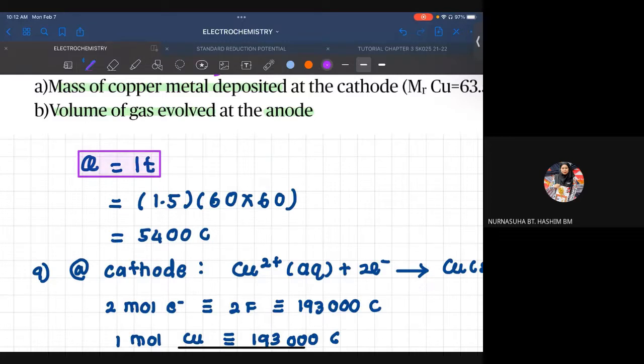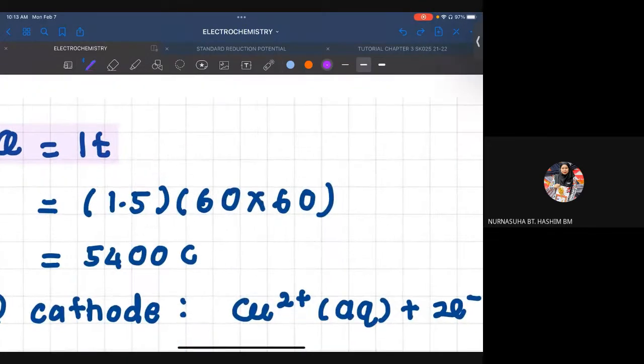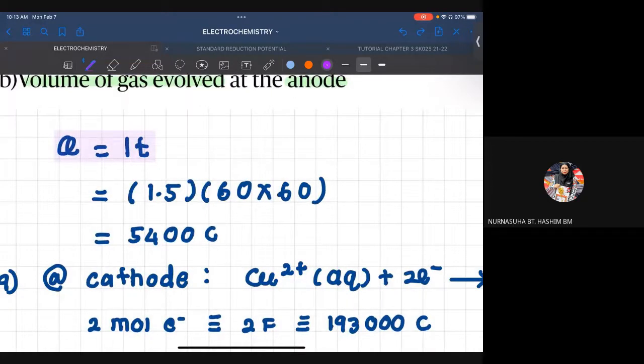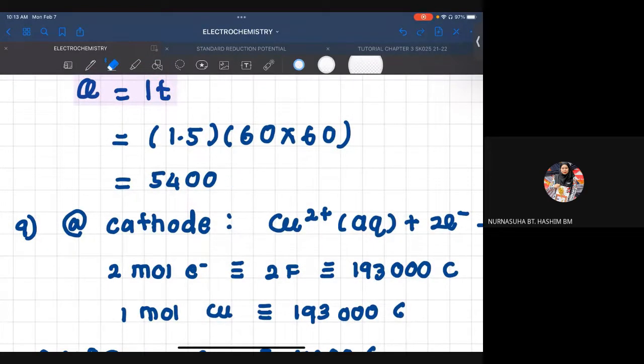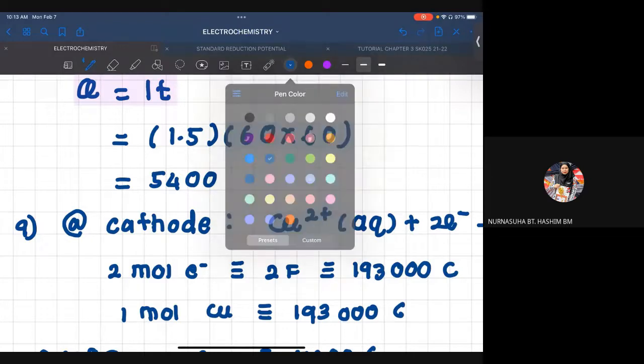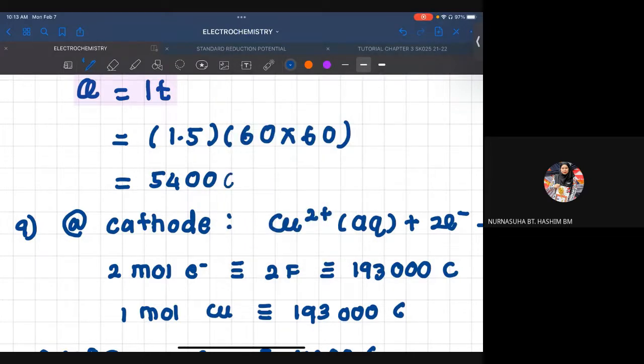Okay, use the formula to find out the charge that you have, okay, that you supply. So 1.5 times 60 times 60. Remember, the time must be in second. So you should have 5,400 coulomb. Sorry, nampak macam G pula. Okay, cool. So that's the actual charge that you have.